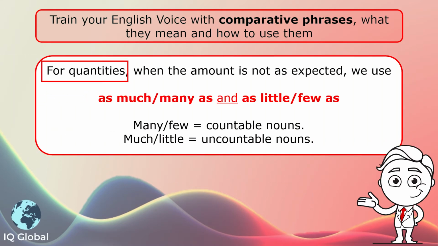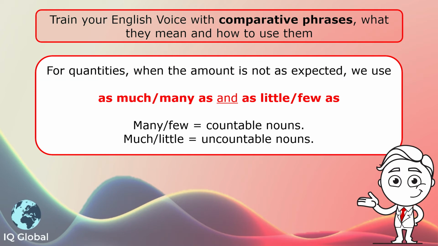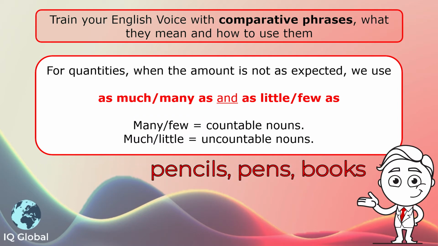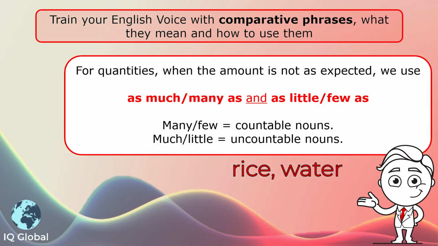For quantities, when the amount is not as expected, we use as much or as many as and as little or as few as. We use the words many or few with countable nouns. For example, pencils, pens, books, things we can count. We use the words much or little with uncountable nouns. Rice, water, things like this.